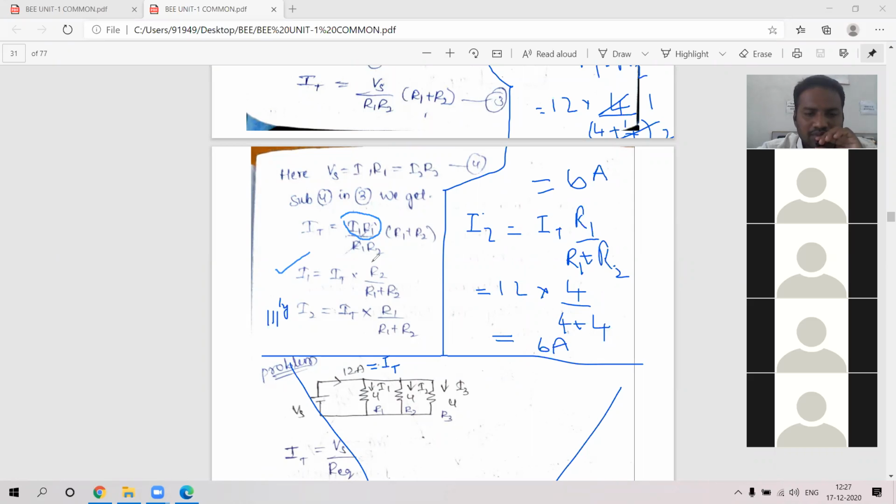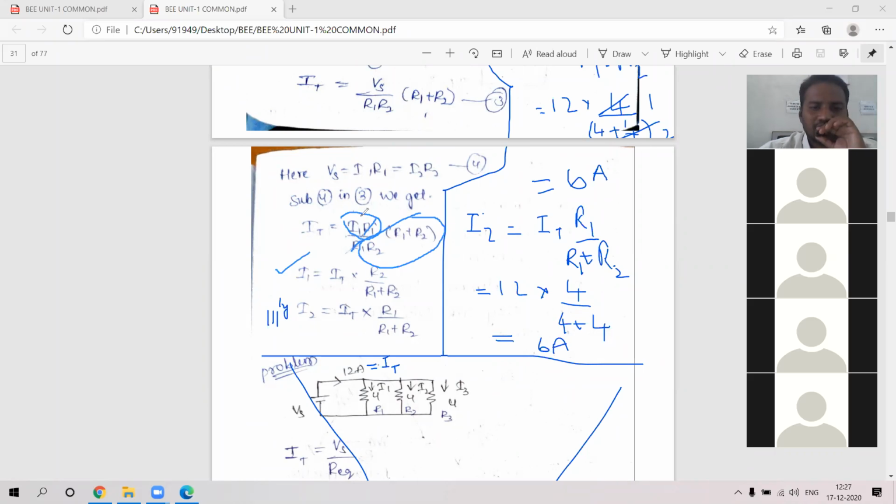Are you following? Yes, sir. This R1 gets cancelled. Okay, R1 and R1 get cancelled. I want only this I1, so I am writing I1 here. What happens to this? I have to shift all these values, no? If I shift, what you are having? I1 is equal to I total into R2. Denominator will become numerator. I total into R2 by R1 plus R2.